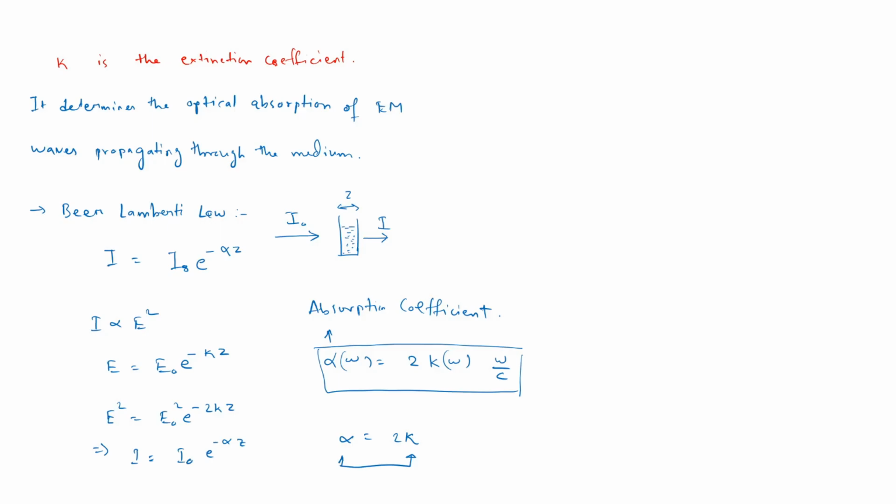Since we have this relationship, epsilon 2 equals 2n kappa, it is related to kappa, and kappa tells you how the fields decay in the material. That is why epsilon 2 determines the amount of absorption in the medium.